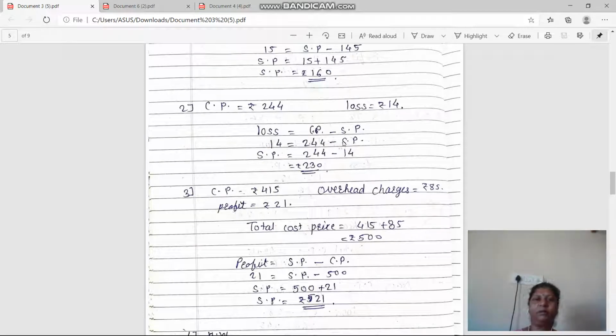We have to find it out. So what do we have to do? We have to write selling price as it is, and shift this 14 to the right side, so it becomes minus. So 244 minus 14, we get 230.